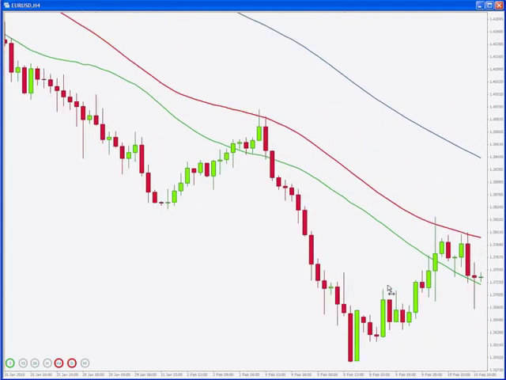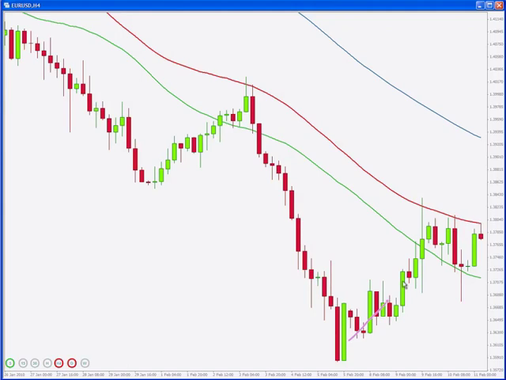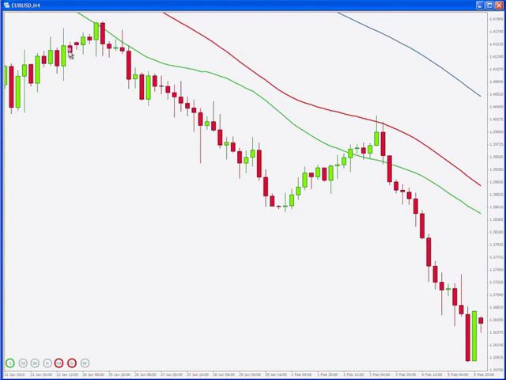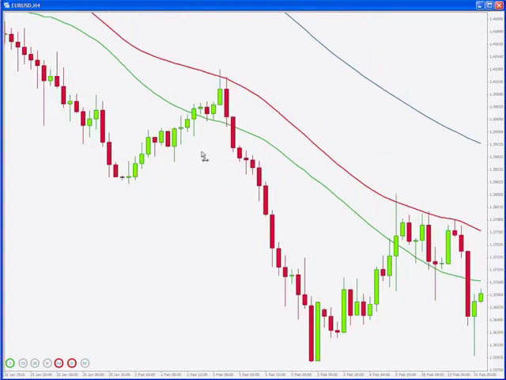All right, there we are. So this is the pullback back to the dynamic area of support and resistance. This time around, the bounce is not as sharp as in here. Also, as in the previous swing, it's not as sharp, is it? We get a little bit of hesitation around the dynamic area of support and resistance. At any rate, the dynamic area does hold.